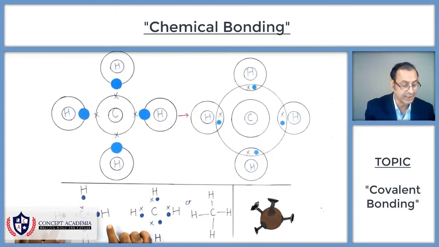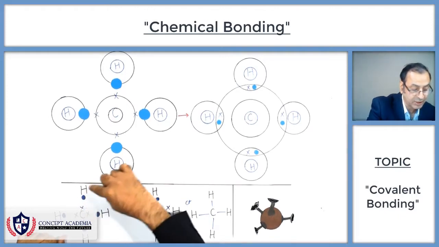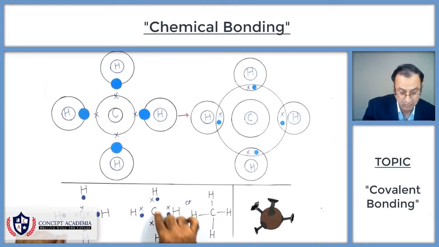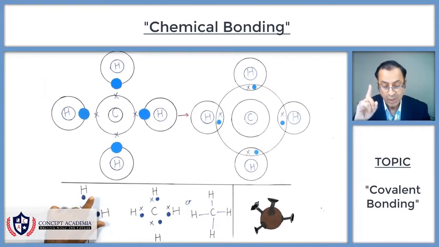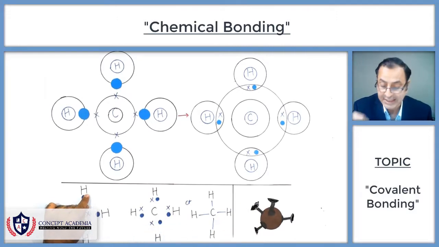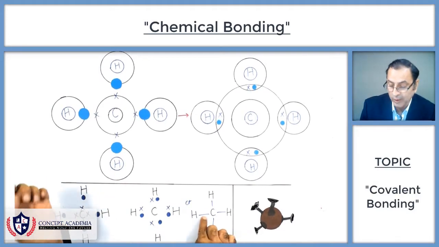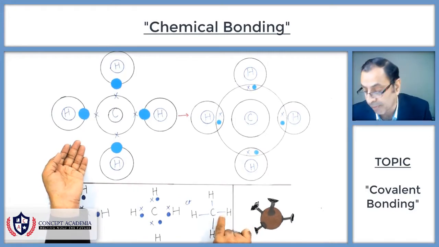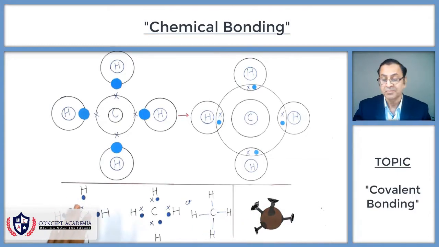That can be shown this way: the mutual sharing of these 2 electrons will give a single covalent bond. This is a mutual sharing of electrons between carbon and hydrogen, and this is another mutual sharing of electrons between carbon and hydrogen. 1 pair of electrons means a single covalent bond. A single covalent bond is shown by 1 bold line. So 1 bold line, the 2nd bold line, 3rd bold line, and the 4th bold line. So there are 4 single covalent bonds between carbon and hydrogen.